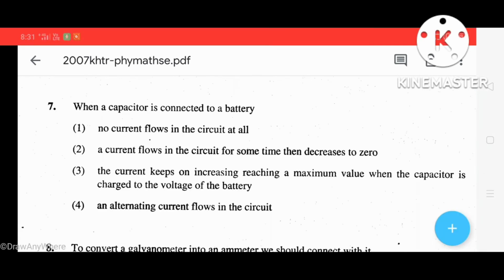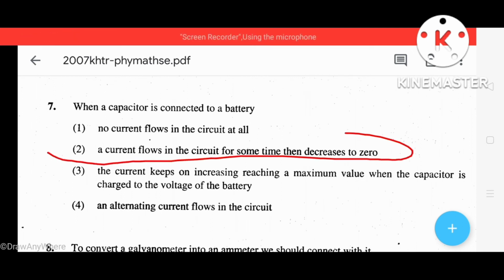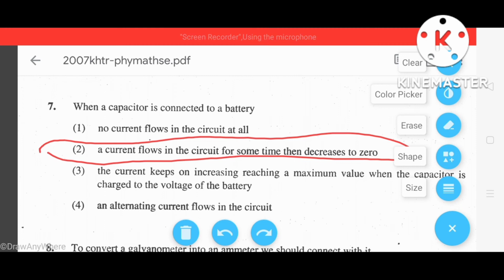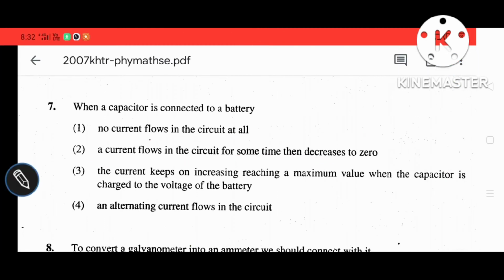7. When a capacitor is connected to a battery, then a current flows in the circuit for some time and later on it decreases to 0. That is option number 2 will be the correct answer here. The current will always flow in the circuit for some time and then it decreases to 0 when the capacitor is connected to a battery. So option number 2 is the correct answer for question number 7.